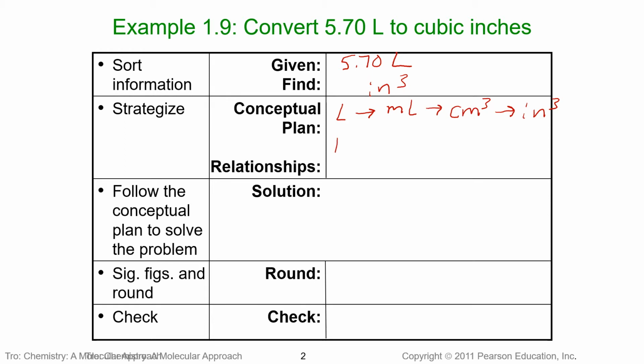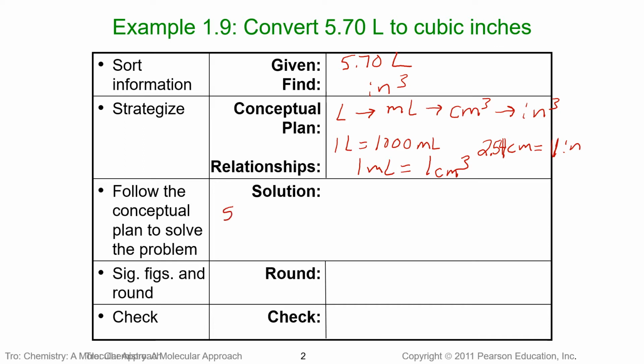So 1 liter is 1,000 milliliters. This comes from that milli prefix. Milliliters are 1,000 times smaller, so it takes 1,000 of them to make a liter. We know 1 milliliter is equal to 1 cubic centimeter. And then 2.54 centimeters is equal to 1 inch. So now we can put that into our dimensional analysis.